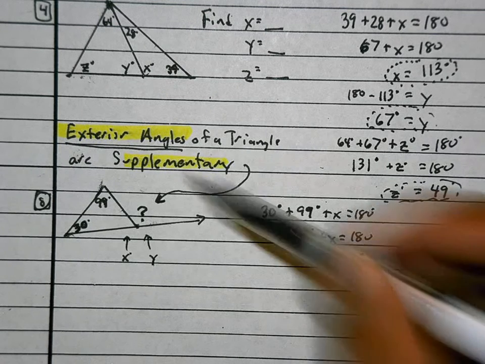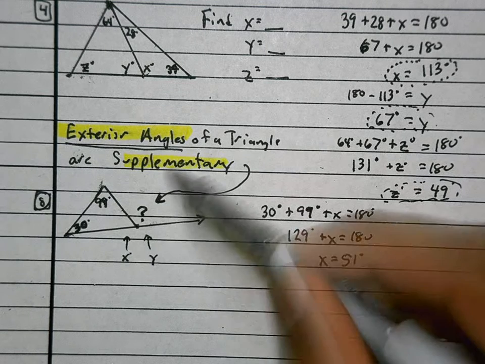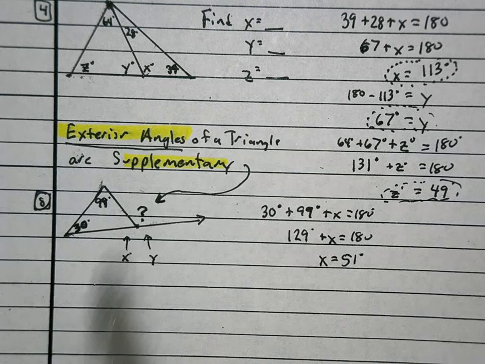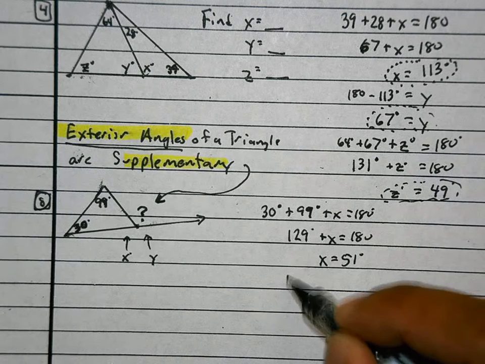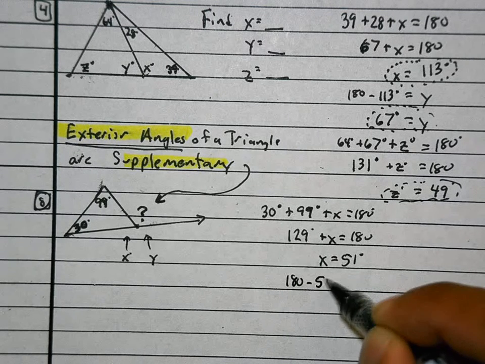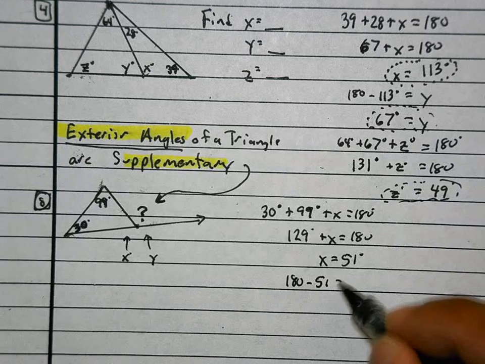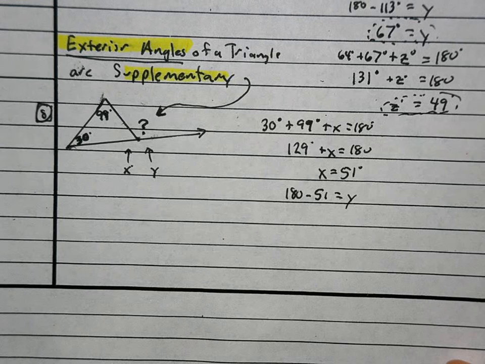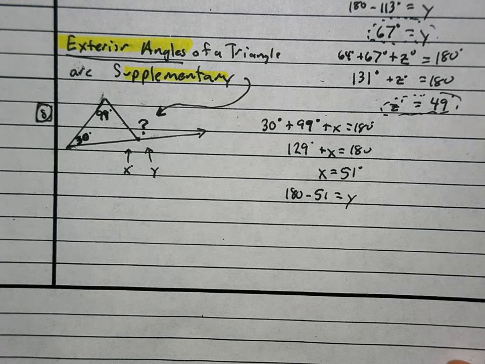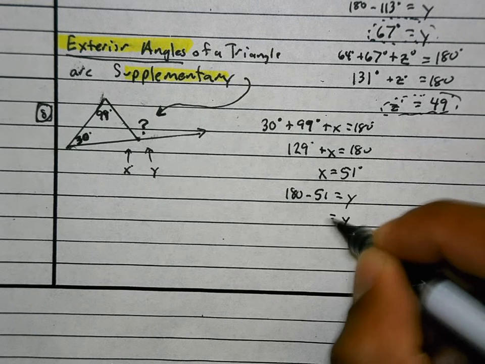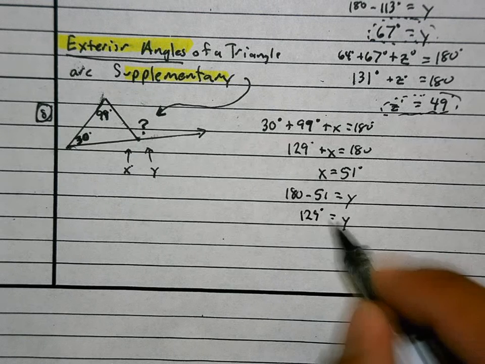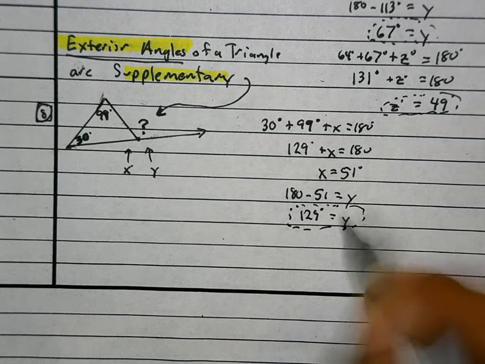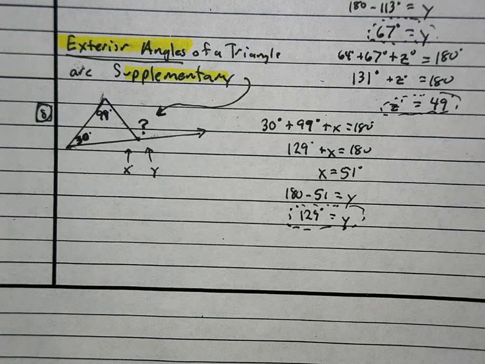And exterior angles are supplementary. That means this X and that Y need to add to be 180 degrees. So then I can do 180 minus 51 should equal our missing angle. Do a little bit of math, plug it into a calculator. You're going to figure out that that angle is 129 degrees. Pretty simple.